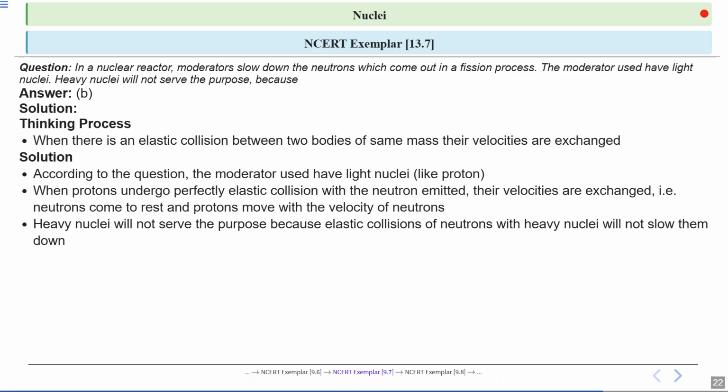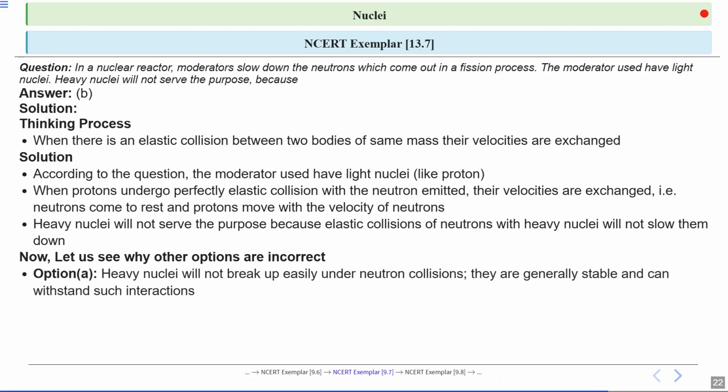Heavy nuclei don't work because they don't exchange velocities effectively. Heavy nuclei don't slow neutrons effectively and will not serve the purpose. Now let's see why the other options are incorrect. Option A is incorrect because heavy nuclei will not break up easily under neutron collisions. They are generally stable and can withstand such interactions.